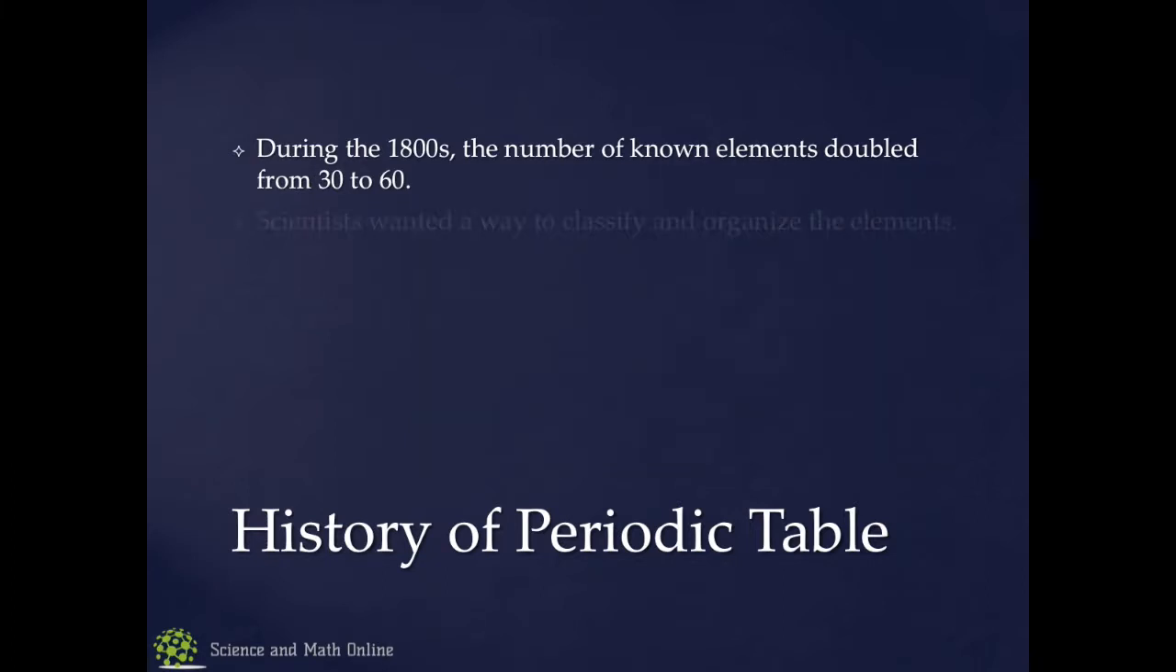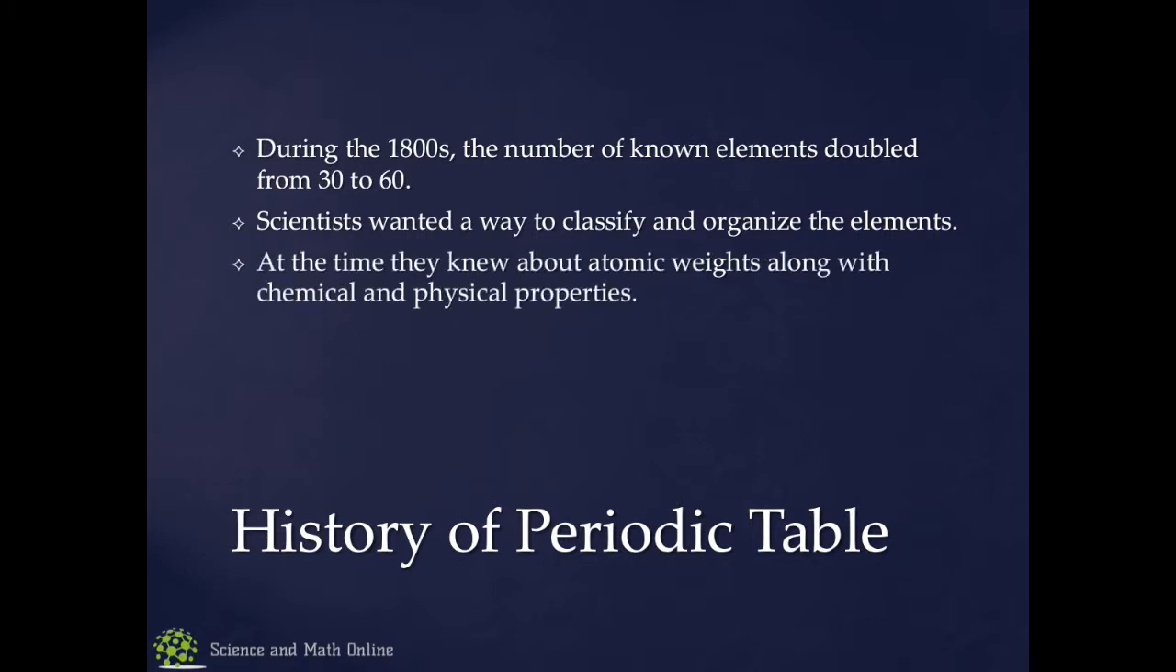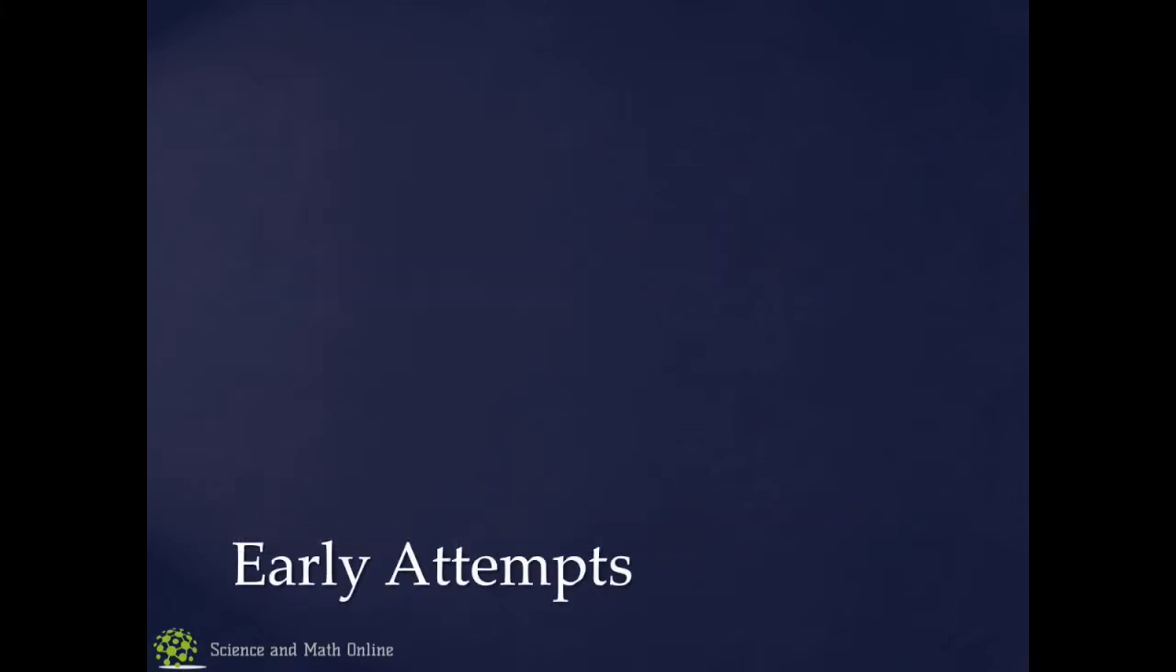But as we start getting into 60 plus elements, things start getting a little more confusing, and scientists were looking at ways to classify and organize things, because that's what scientists do. Think about Mendel and genetics, and taxonomy in biology, trying to organize things. So at the time, they knew about atomic weights as well as chemical and physical properties. That's what they were trying to use to organize things.